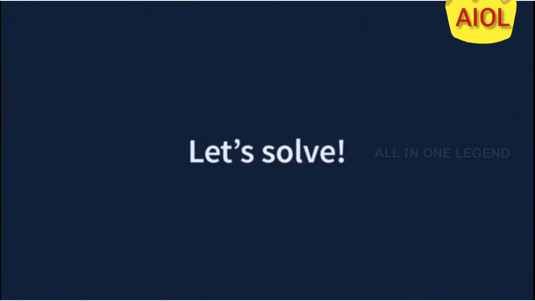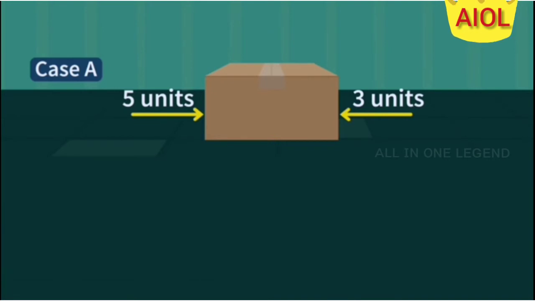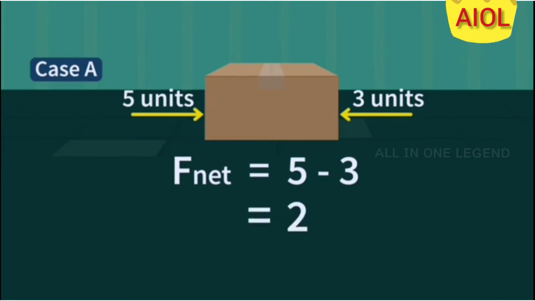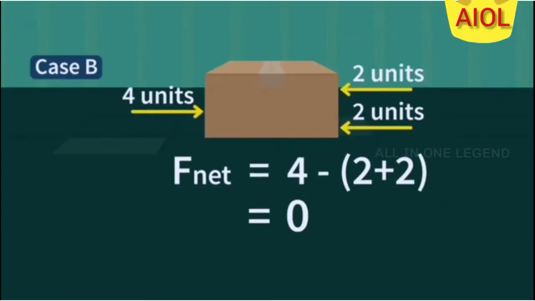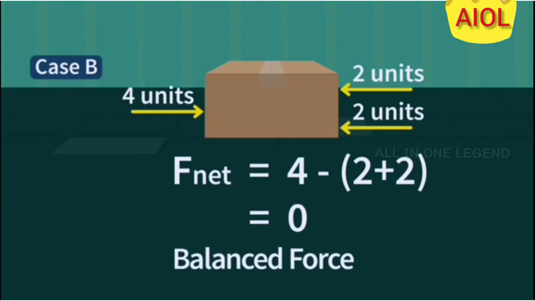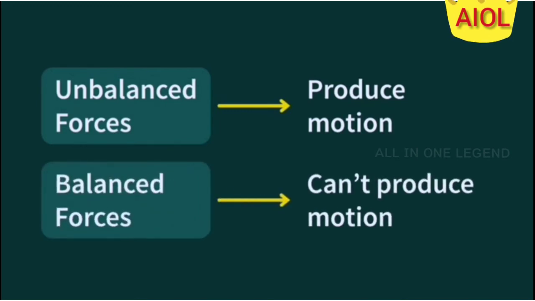Now that you know what these two kinds of forces are, let's try to solve some problems. In which case would the box move? In case A, the net force is not 0. It is equal to 5 minus 3, which is 2 units. So the force is unbalanced, which means the box will move. But in case B, the net force becomes 0, which means the force is balanced and the box doesn't produce motion. And balanced forces cannot produce motion.